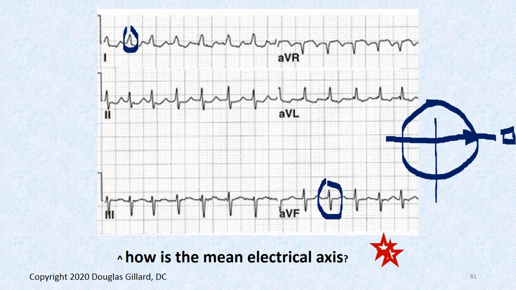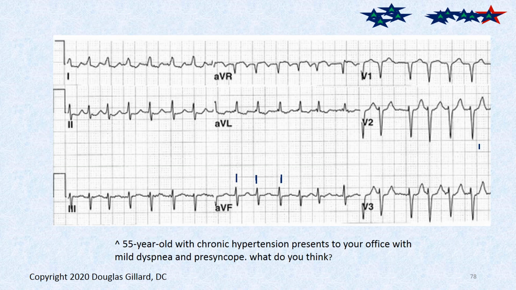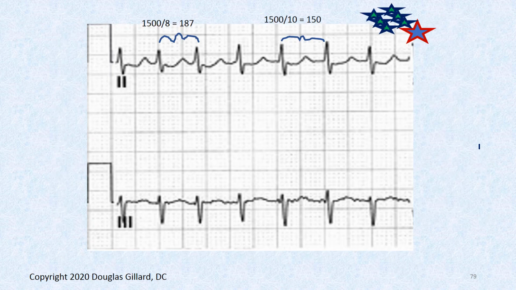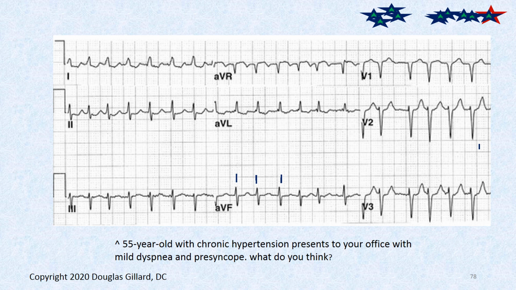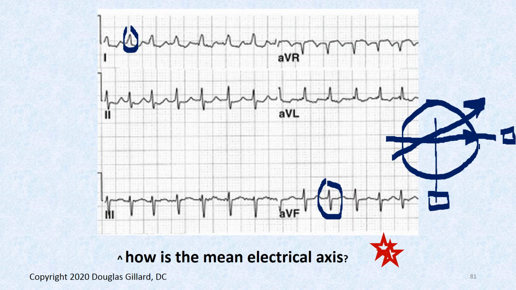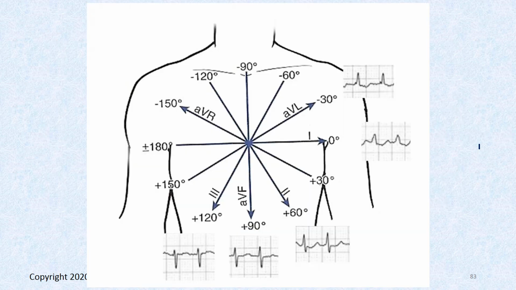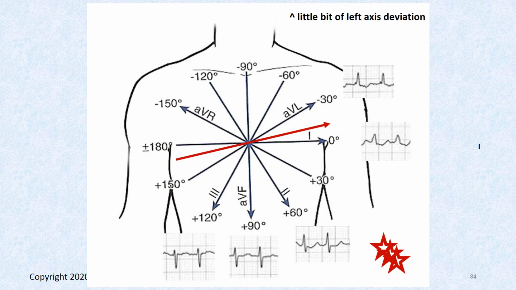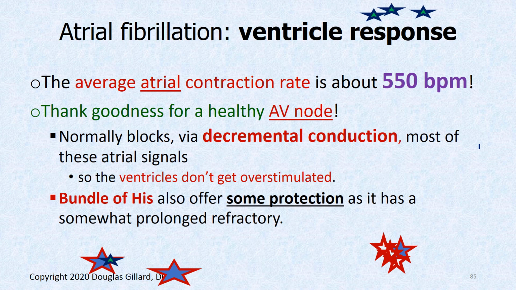It looks a little short here compared to the negative portion of the wave. So if it's a little short, that means that it's actually heading away from our lead here. We're using aVF, we said. So it's actually going like this. Right, so he's got a little left axis deviation, right? Wasn't that the history? Can't remember now. Where is it? Yeah, chronic hypertension. So he's got some left ventricular hypertrophy going on. Right? Don't forget how to do that.